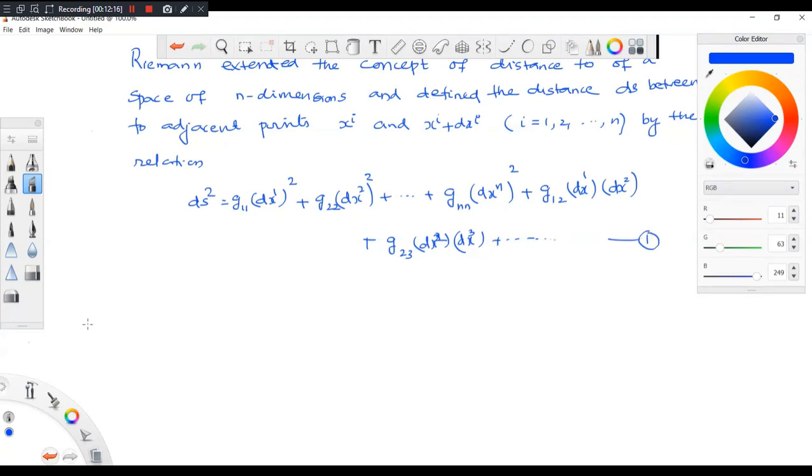The coefficients gij are functions of the coordinates xi. So this is a more general kind of metric.